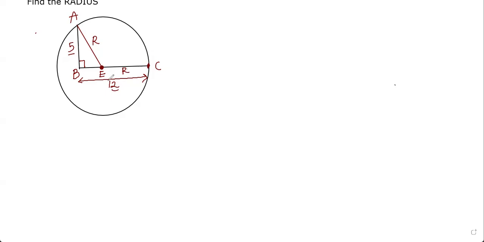And if this is radius, definitely the distance from B to E will be 12 minus R. Now, let me explain how we got 12 minus R just for more clarity, and why we are even subtracting. Let's do a quick explanation here. This is point B and this is point C. And somewhere around here is the E we got earlier.